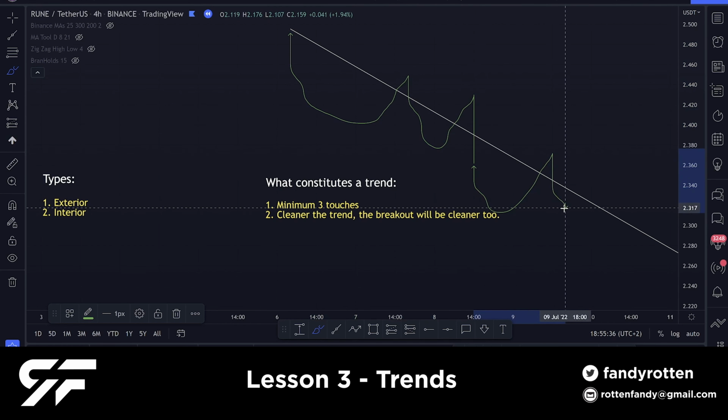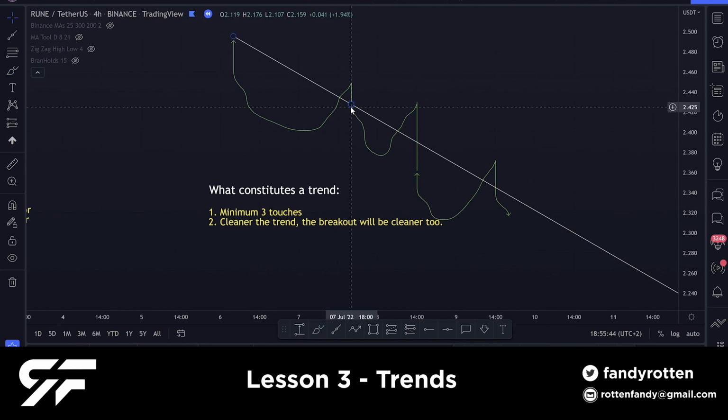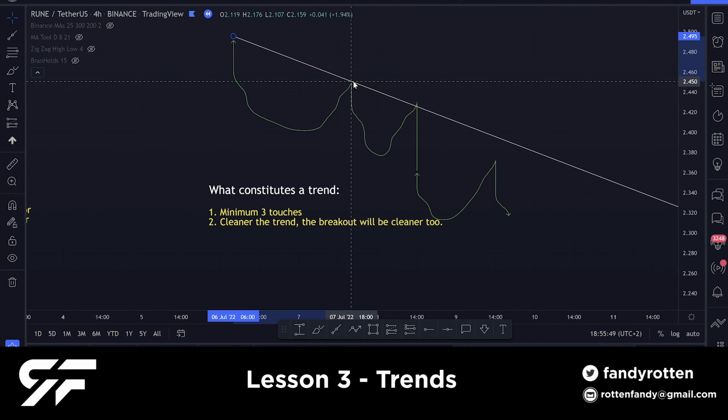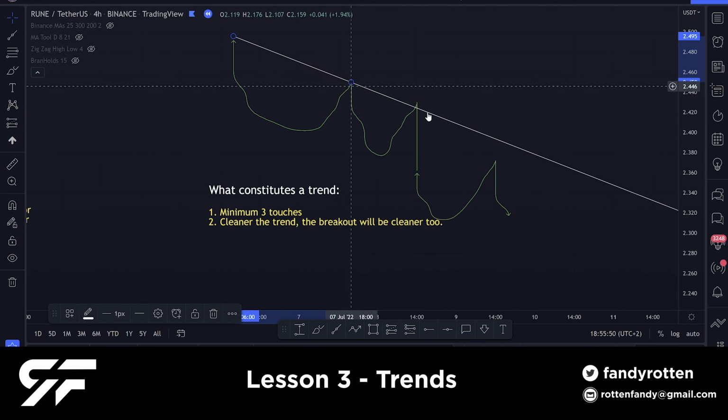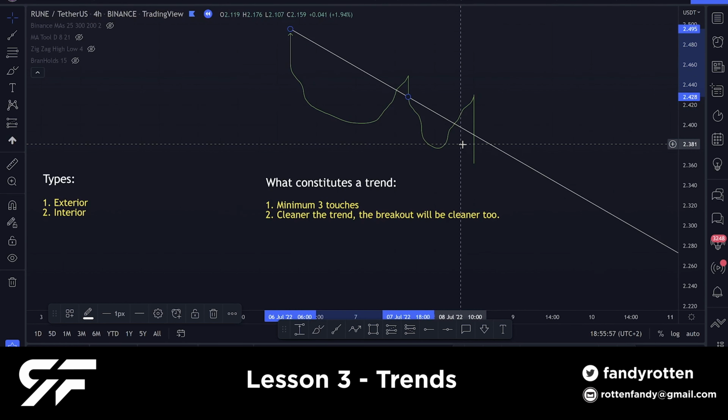So seeing the breakout on this particular trend will be very hard. You would probably have to massage this, or draw that same trend line on a smaller time frame, to see the actual breakout. That would probably give you your cleaner breakout, right?